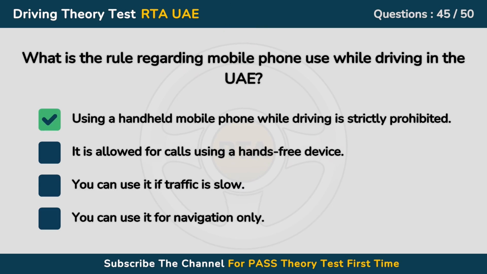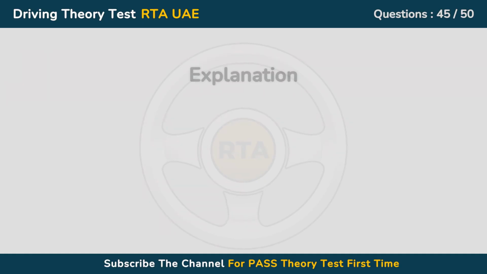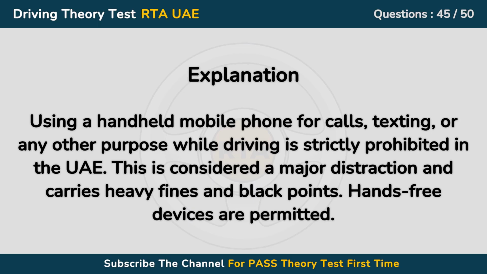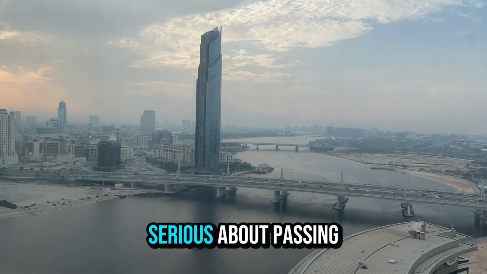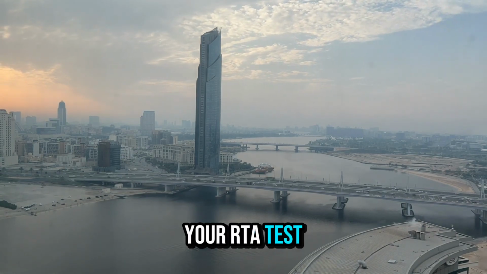Answer is A. Using a handheld mobile phone while driving is strictly prohibited. Using a handheld mobile phone for calls, texting, or any other purpose while driving is strictly prohibited. This is considered a major distraction and carries heavy fines and black points. Hands-free devices are permitted.